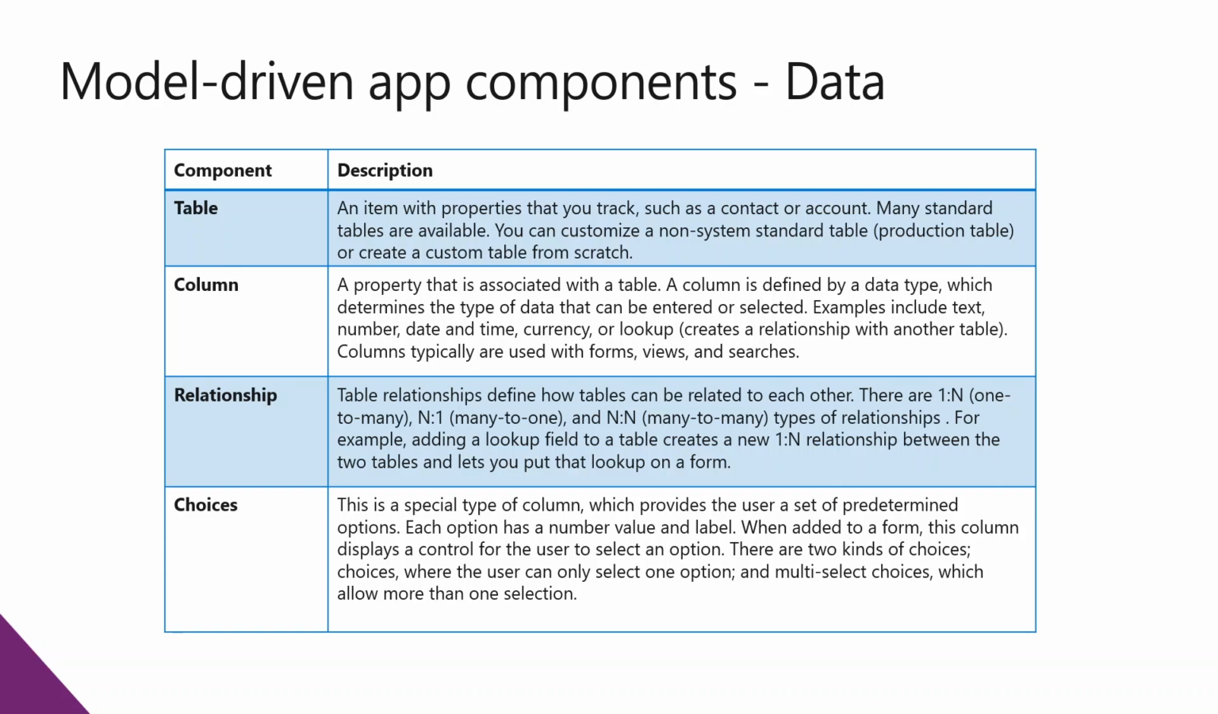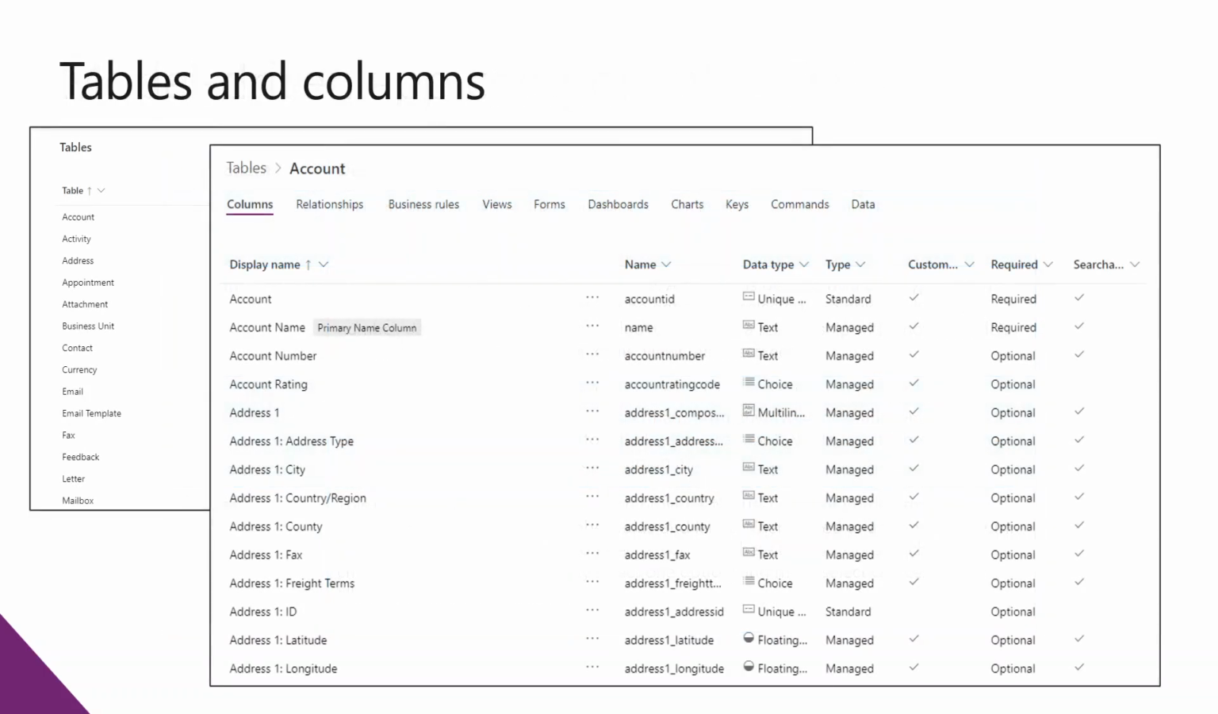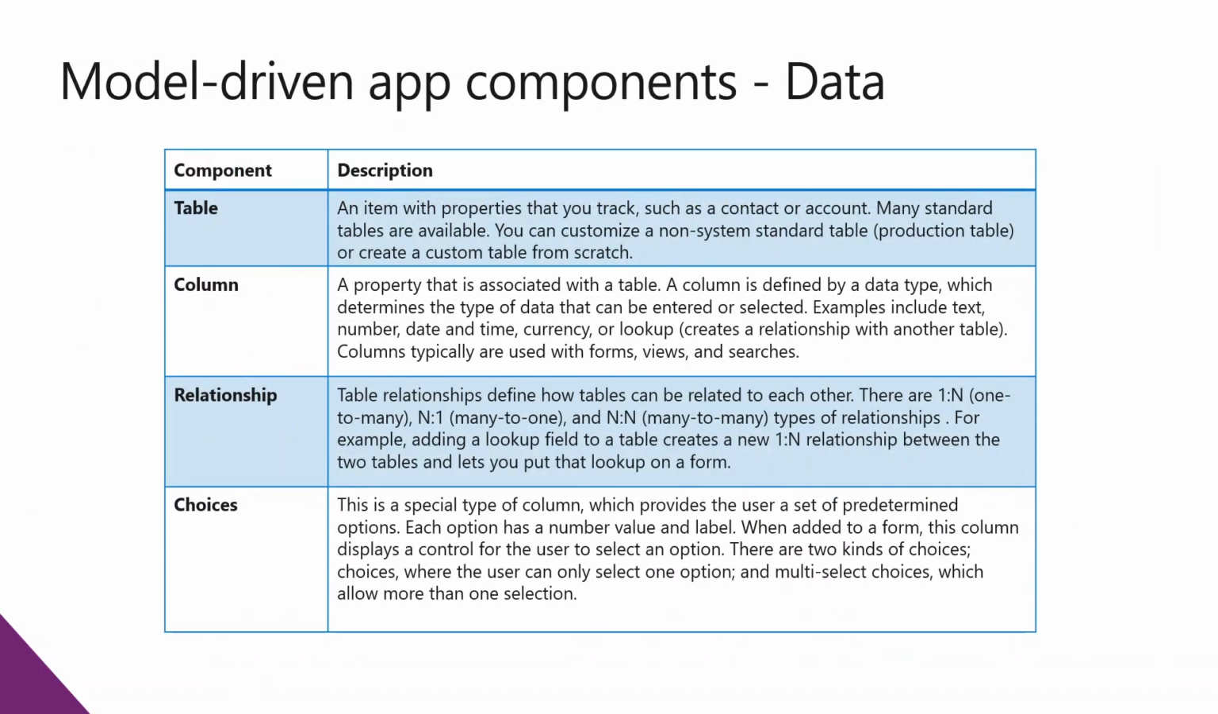Note there are two types of choices. There's choices where the user can select just one option, and multi-select choices, which allow more than one selection. So just be aware of that. Do you want the user to select one and only one, or can they select more than one? So they're some key terminology that you'll encounter.